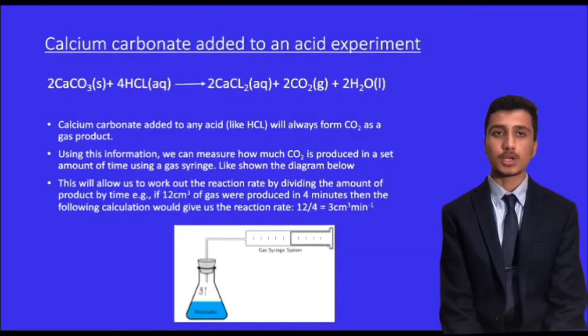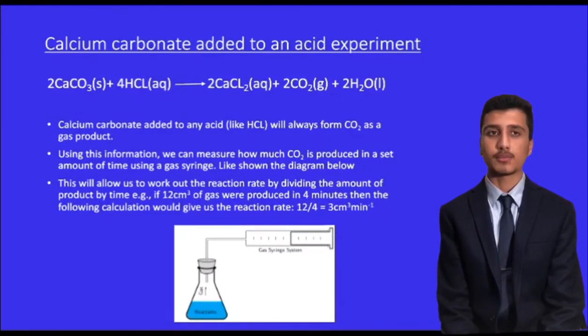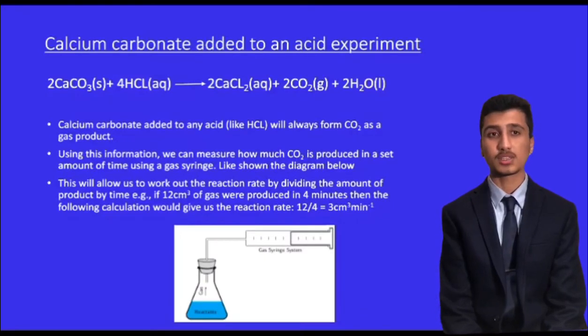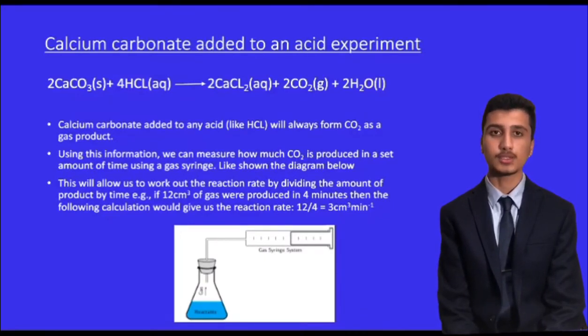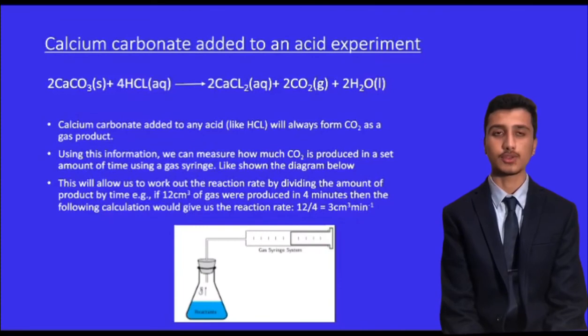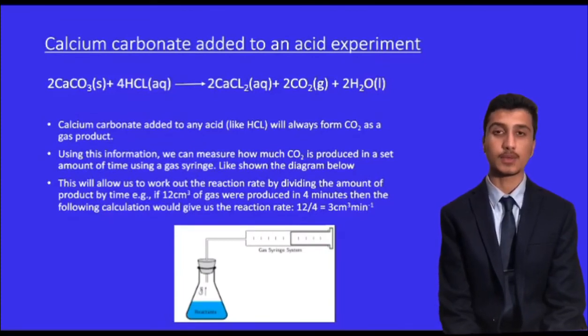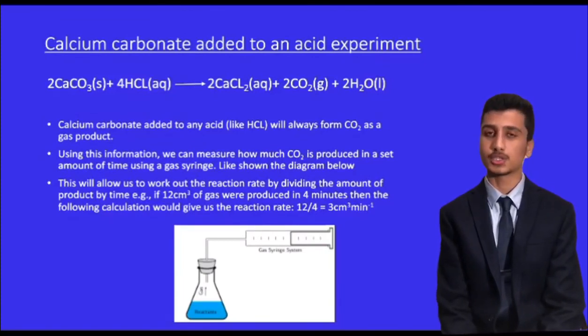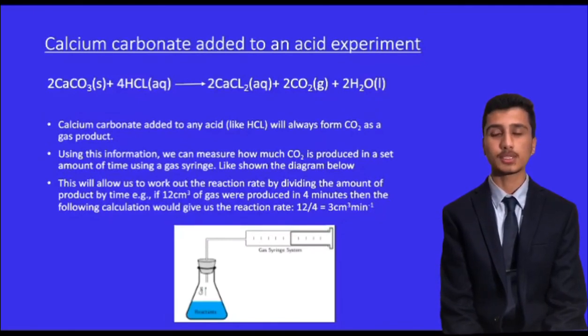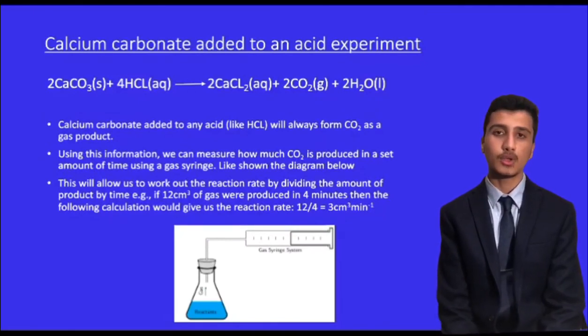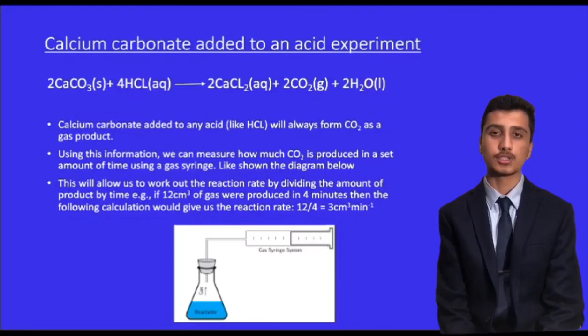This will also allow us to work out the reaction rate by dividing the amount of product by time. If 12 centimeters cubed of gas were produced in 4 minutes, the following calculation would give us a reaction rate. 12, that's the amount of product, divided by 4, which is the time, that would give us 3 centimeters cubed per minute. Don't forget when doing these calculations to include the units.